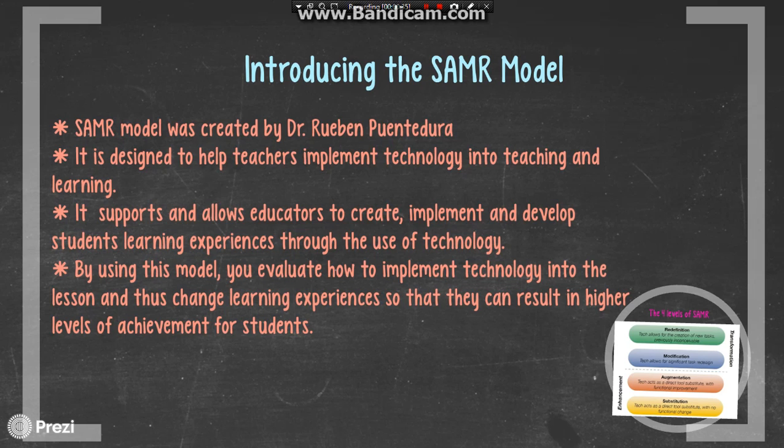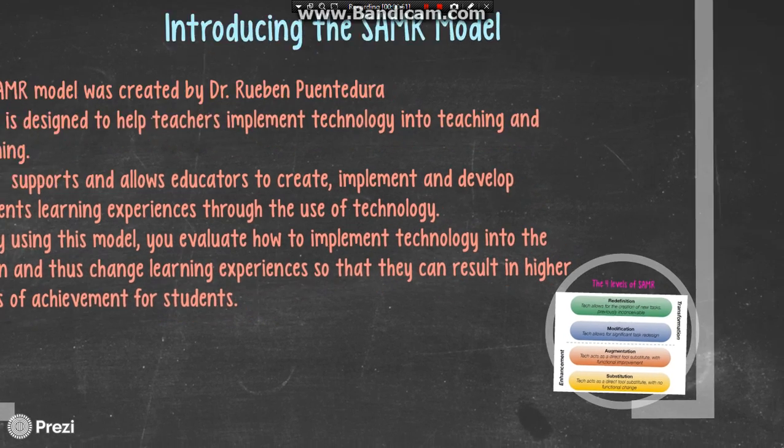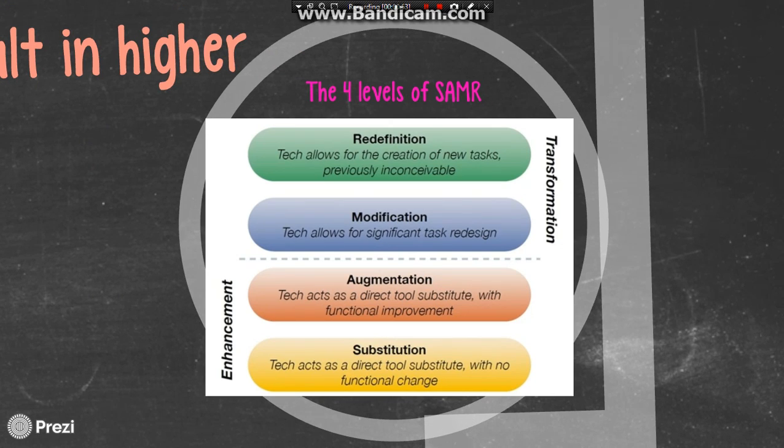Through using this model, the aim is to evaluate how to implement technology into the lesson and thus change learning experiences so that they can result in higher levels of achievement for students. Through adding technology to teaching, it adds a whole new layer to engaging students in their learning. Therefore, we'll have a look into the SAMR model and see what the 4 levels are, including substitution, augmentation, modification, and redefinition.